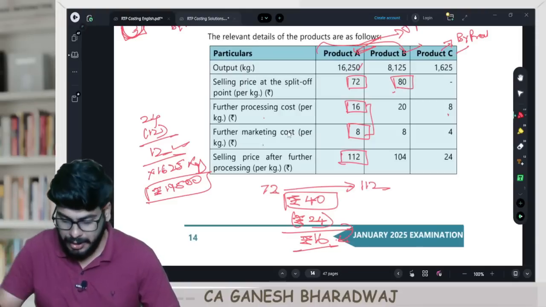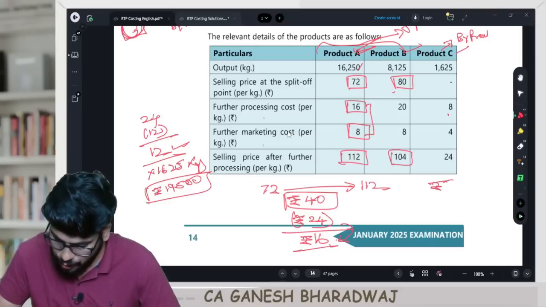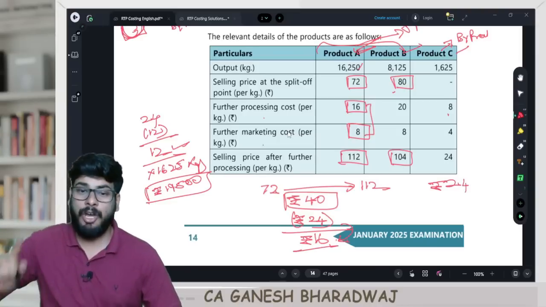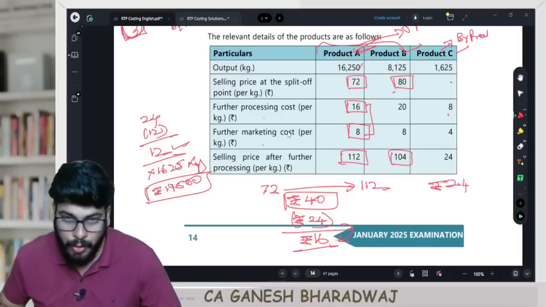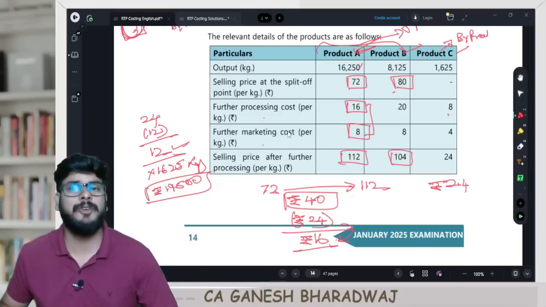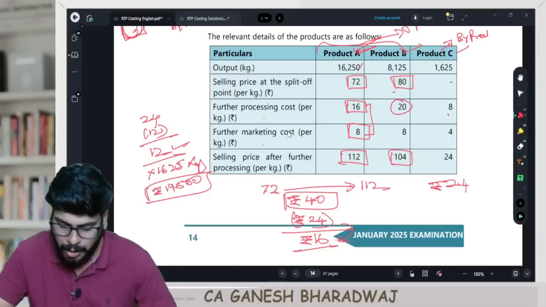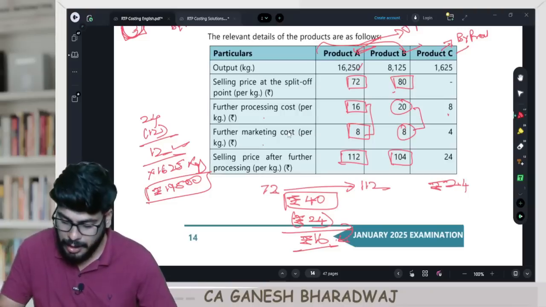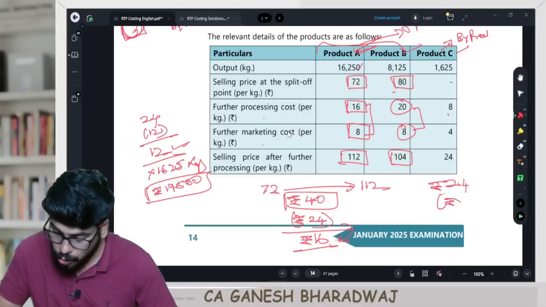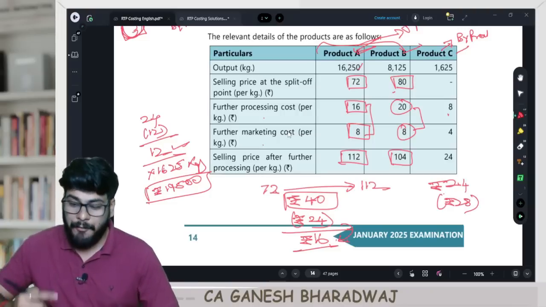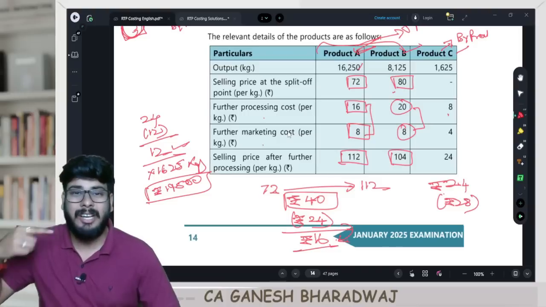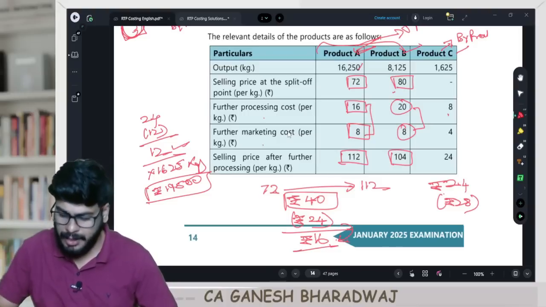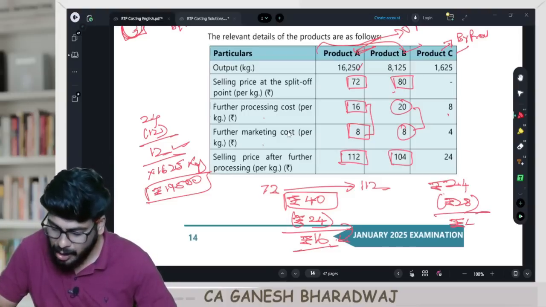If I further process and sell it, I'll be getting 104 rupees. So what is the incremental revenue that you get? 24 rupees. For you to earn this extra revenue of 24 rupees, how much should you spend? 20 rupees further processing cost, for 8 rupees further marketing cost. So 20 plus 8, you need to incur a total of how much? You need to incur a total of 28 rupees, which means for product B, if you further process, for every unit you are further processing and selling, you are incurring a loss of 4 rupees.